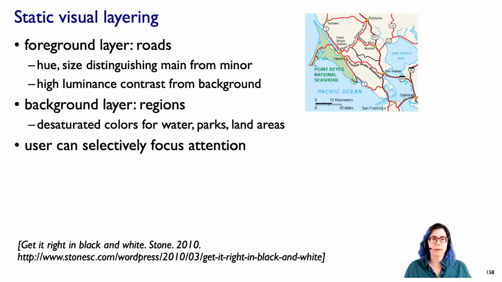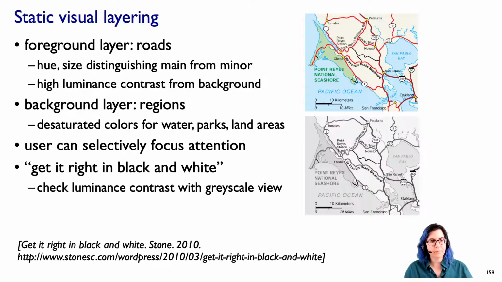Then in the background layer, it's much more about the regions. It's desaturated colors to see the light blue for the water and the green for the parks and the light tan for the land areas. And so you can switch back and forth and just focus your attention on which one you care about at will. So this is not interactive, it's an attentional focus switch.